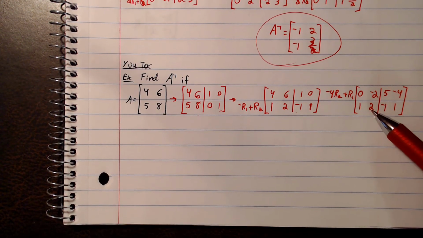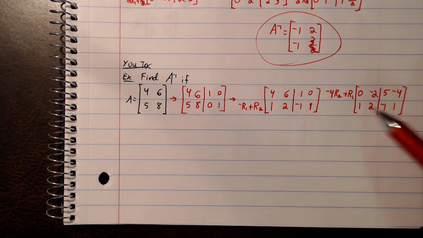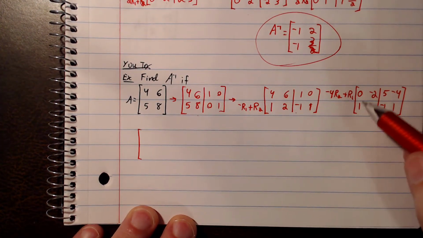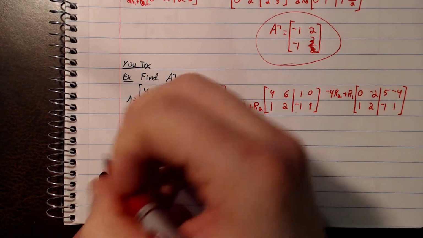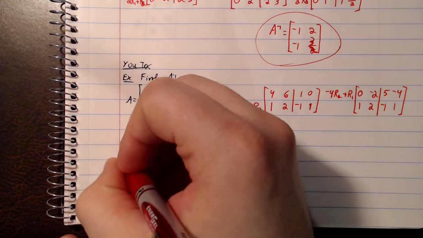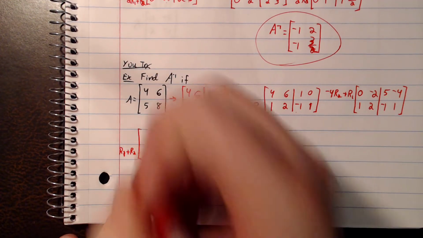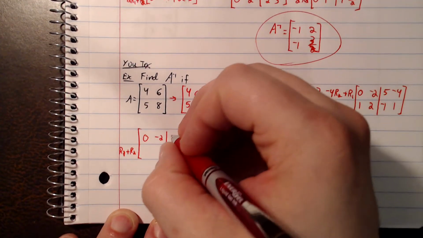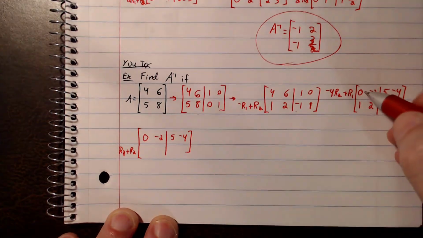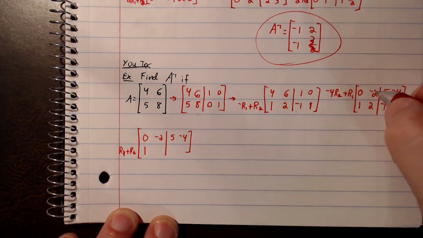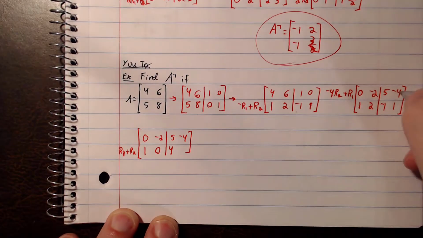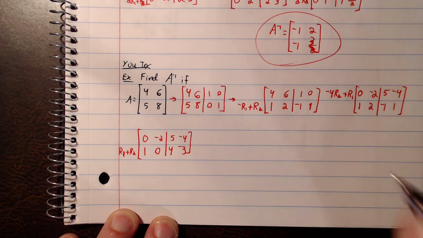I need to make this become a 0. So if I add these rows together now down here, this will go away. And that being a 0 won't affect that 1 anymore. So let's see. We're going to do row 1 plus row 2. So the top's not going to change in this step. But if I add 0 and 1 is 1, -2 and +2 is 0, 5 and -1 is 4, -4 and 1 is -3.